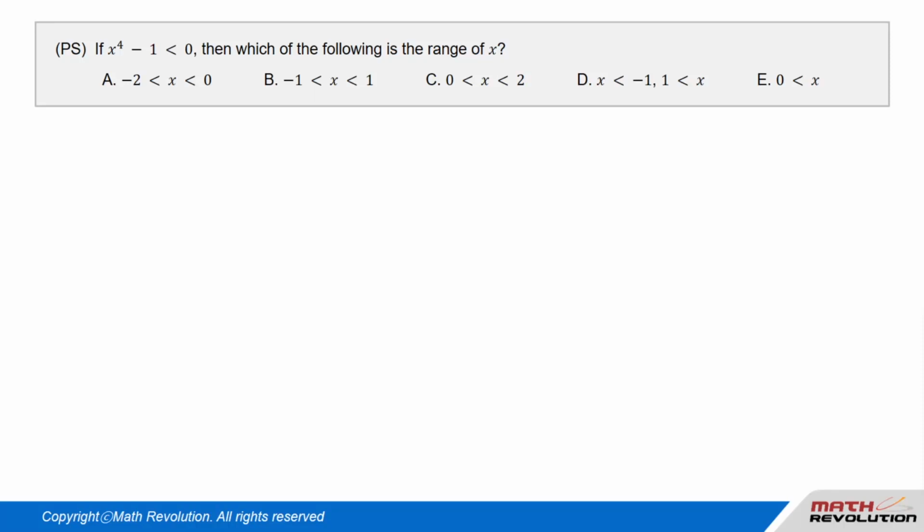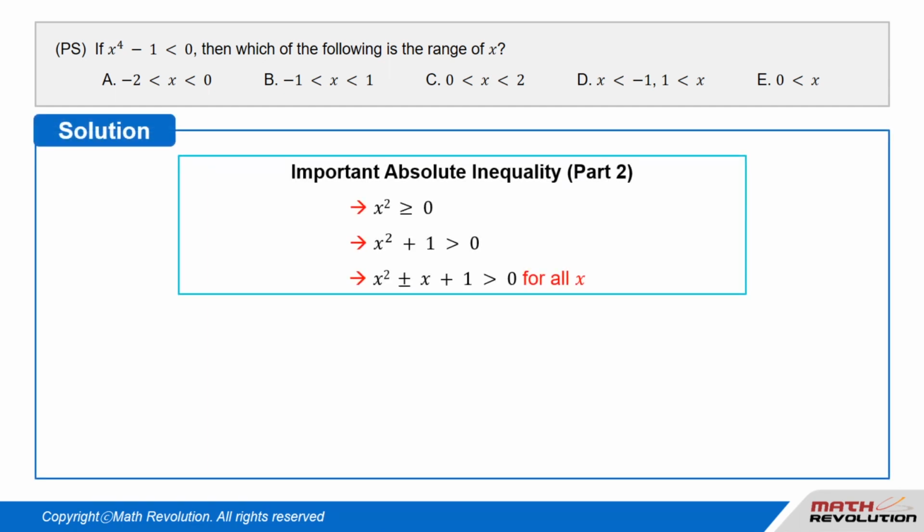Question. If x to the power of 4 minus 1 is smaller than 0, then which of the following is the range of x? Solution. Important absolute inequality, Part 2.